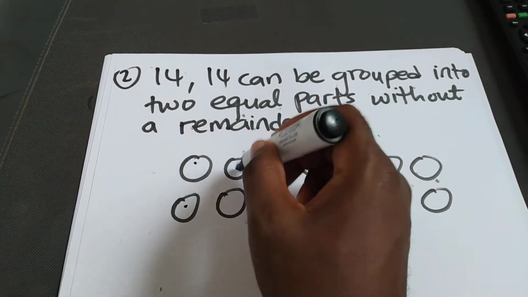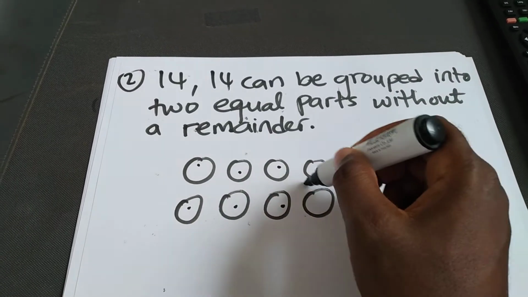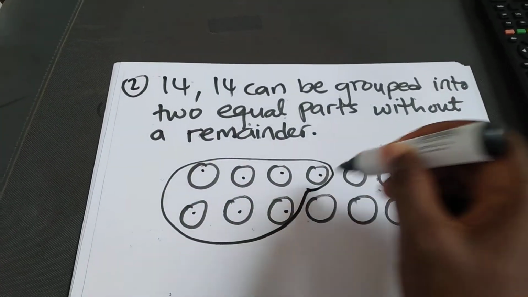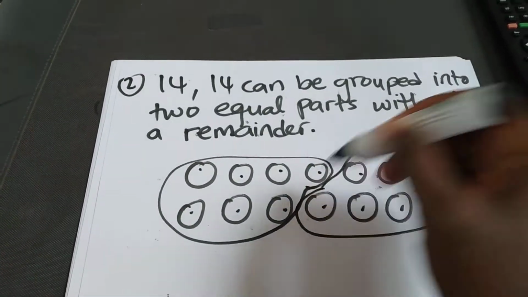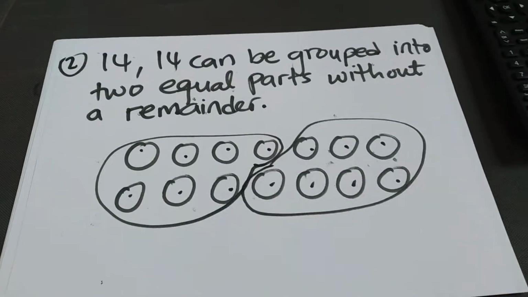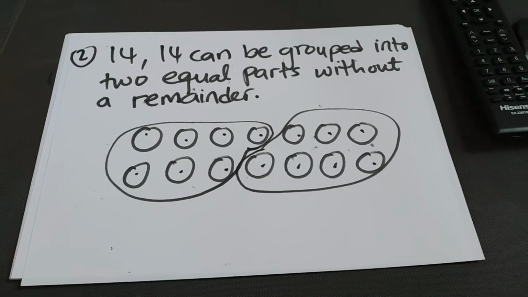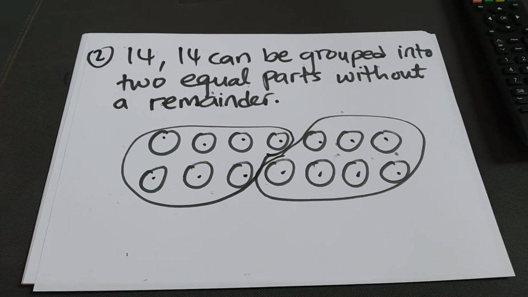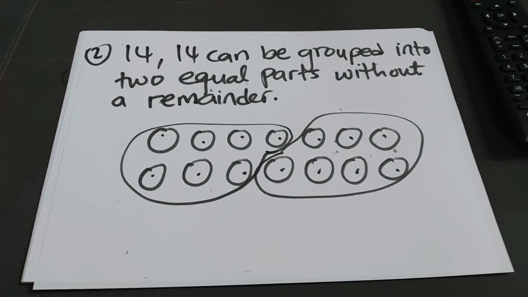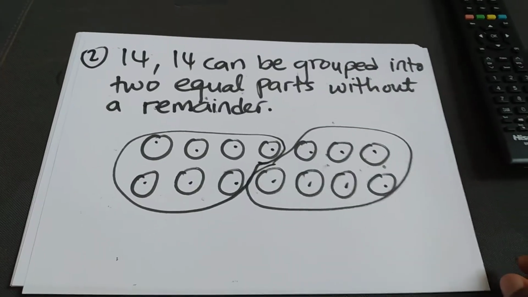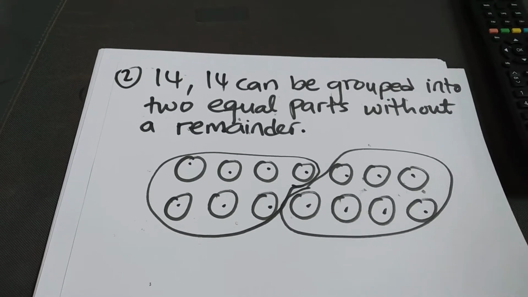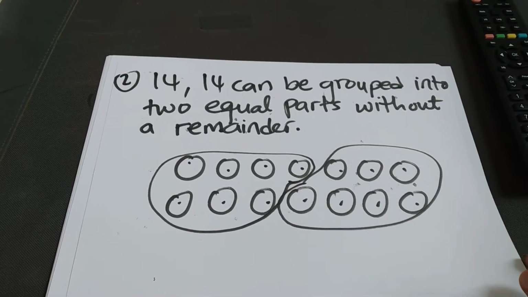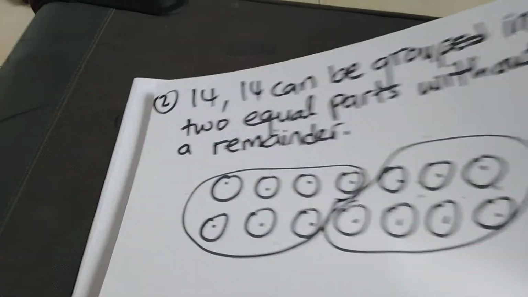So we have 1, 2, 3, 4, 5, 6, 7. So this is our first part. 1, 2, 3, 4, 5, 6, 7. This is our second part. So this proves that 14 is an even number because you can group it into 2 equal parts without a remainder. And that is why 14 is an even number. In other terms, you can also say that 14 is divisible by 2 or can be divided into 2 without a remainder. Now let's move on to odd numbers.